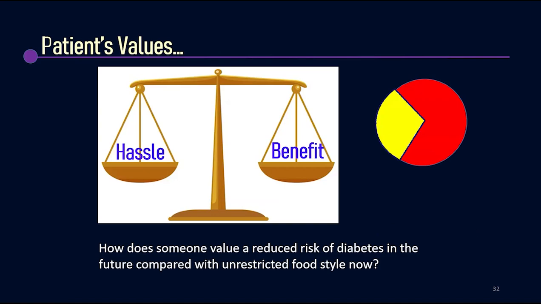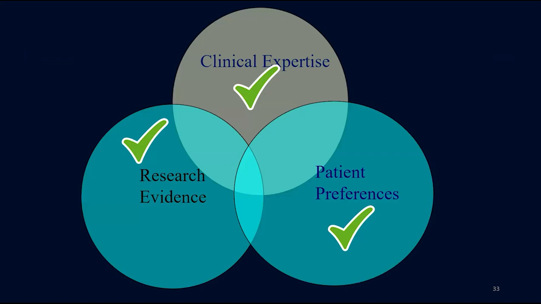So this is an example. How does someone value or reduce risk of diabetes in the future compared with unrestricted food style now? If somebody has a slight risk of diabetes and you give the option, you want to have unrestricted food style now and enjoy your life now with a slightly increased risk of diabetes in the future, or you want to be very careful now so that you reduce the risk. It's up to the patient's preference. Now we completed clinical expertise, research evidence, and patient preferences. So the evidence-based medicine concept is complete.